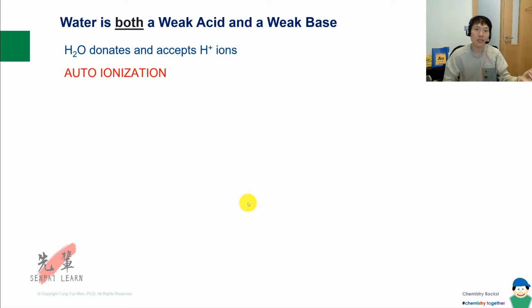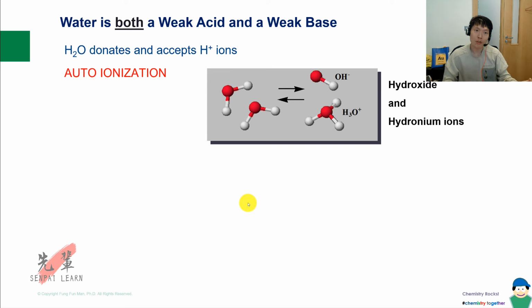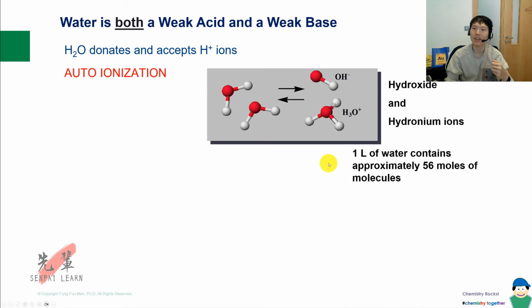And of course, because it can do that, it can perform a process called auto-ionization. Two molecules of water, one as a base, one as an acid. The acid passes the H plus, and then the other one becomes a hydroxide. That's what happens here. Self-ionization. And 1 liter of water contains about 56 moles of molecules. From here, you can calculate the number of molecules. This is the mole, remember?